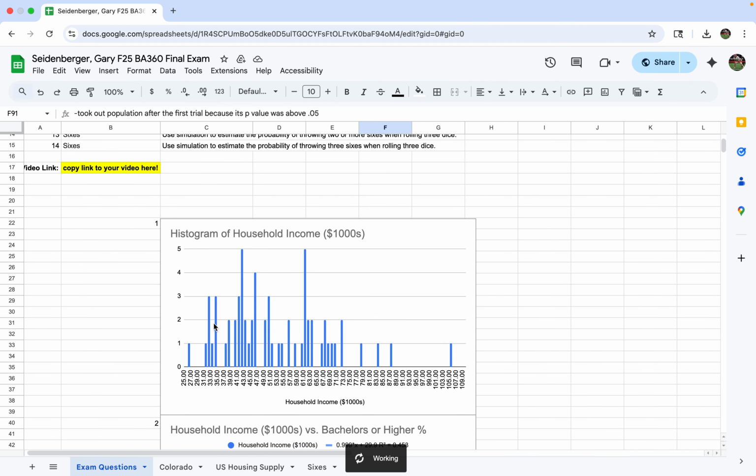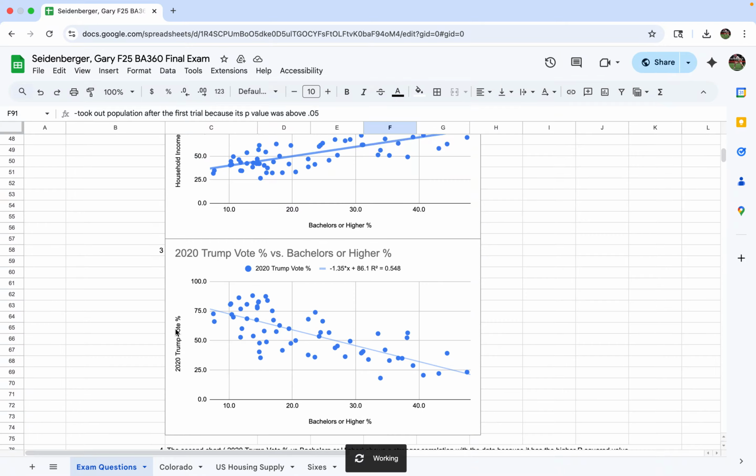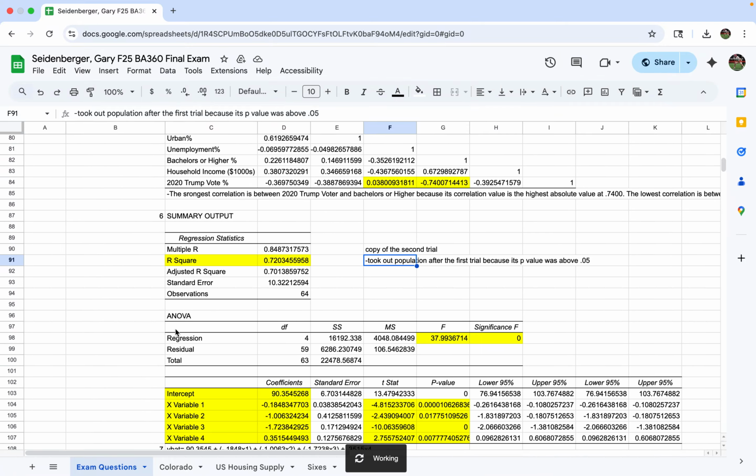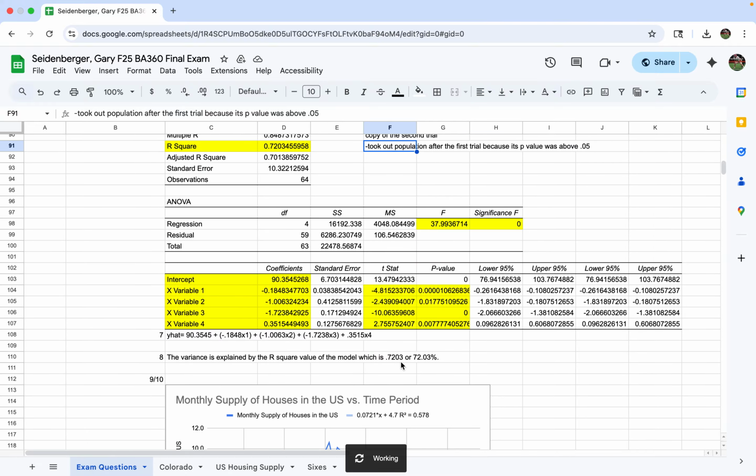The variance, to answer question number 8, the 2020 Trump vote percentage variance is explained by looking at the r-square value of the model, which is 0.7203 or 72.03%.